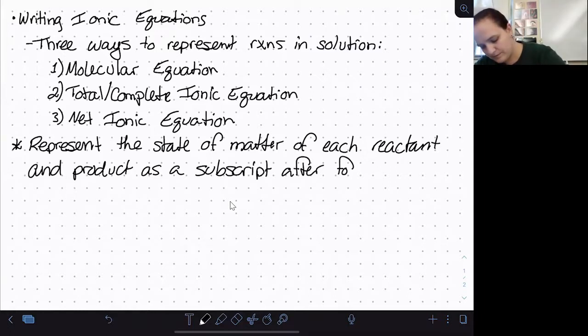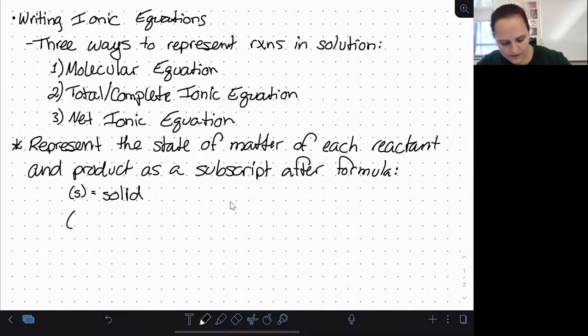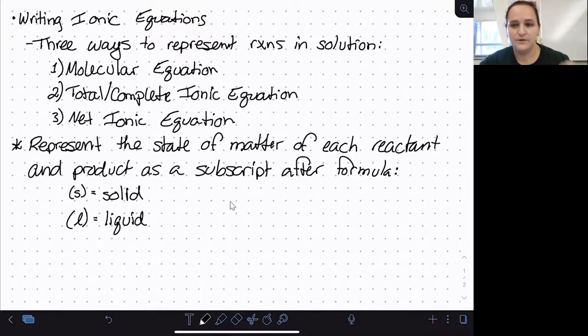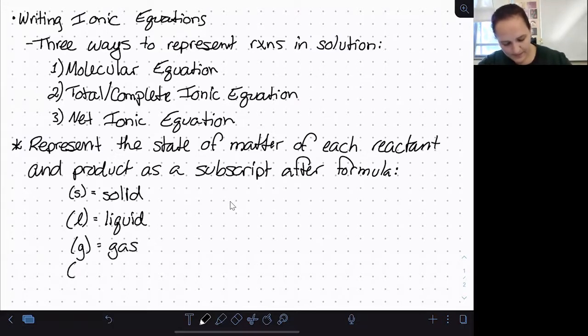So if something is a solid, we put a little (s) in parentheses after the formula. If something is a liquid, we put an (l). Personally, I always do a script letter l, just to avoid confusion with the number 1, but that is totally a personal choice, not a requirement. (g) for gas. And then the last one that we'll use is (aq) for something that is aqueous, meaning that it is dissolved in water.